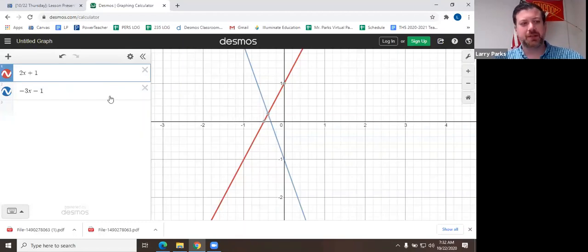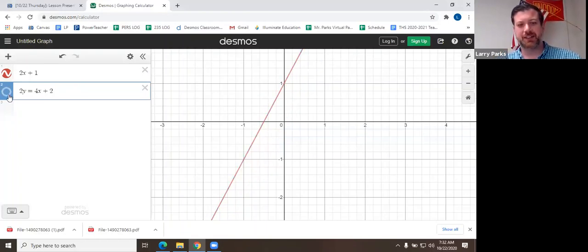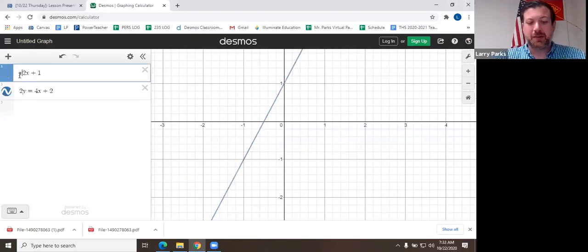Now sometimes, let me see if I could think of one where they would be the same. If I had 2y is equal to 4x plus 2, notice they are the same thing. Here I'll put y equals to make it a little more obvious. Now how do I know they're the same? Well, this one's just a multiple of 2.